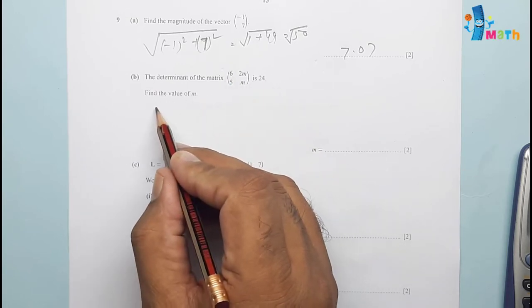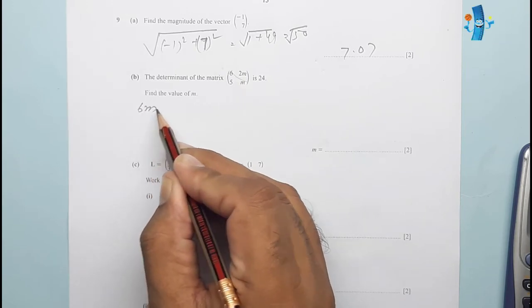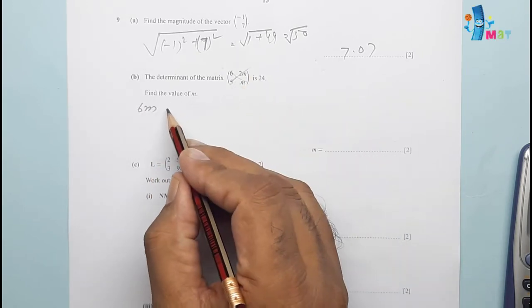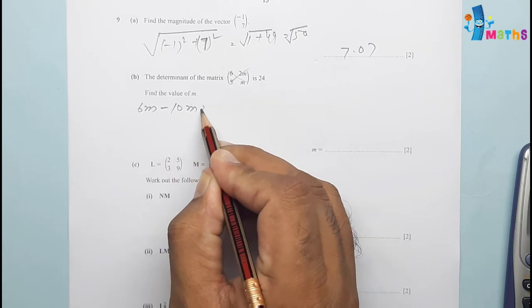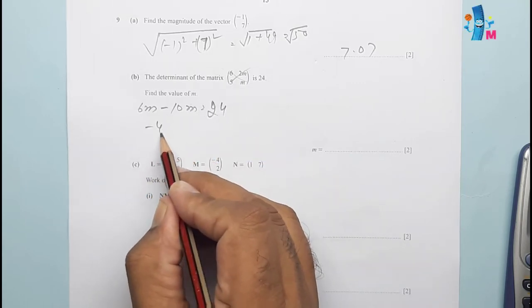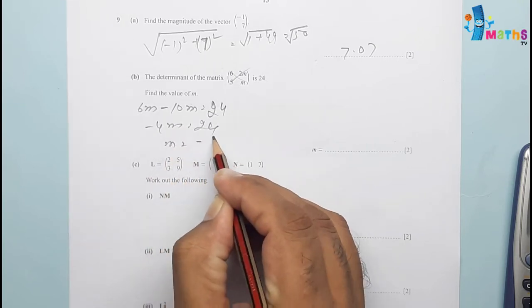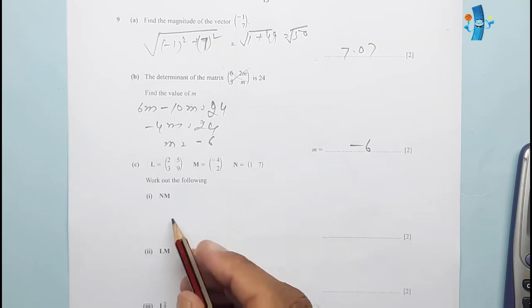B part, the determinant of the matrix is 24. Find the value of m. Determinant, you know, is multiplying this with this, so 6m, and minus this with this, so minus 10m is equal to 24, as given. So this will be minus 4m is equal to 24, means m is equal to minus 6. So minus 6 will be our answer.